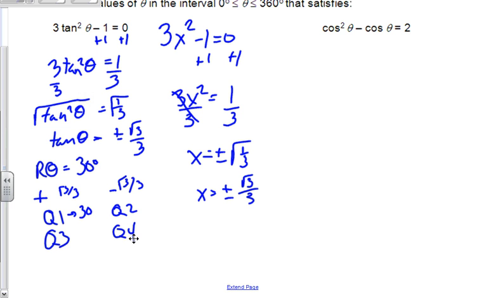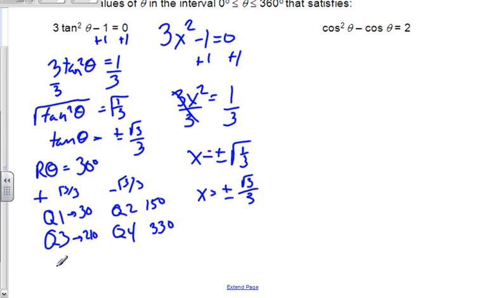To find it in quadrant 3, we have to do 180 plus 30. Okay? 180 plus 30 is 210. Quadrant 2 is 180 minus 30. So the reference angle is 180 minus the angle, and we're going to get 150. And in quadrant 4, we're going to look at it and see that it's 360 minus 30, which is 330.